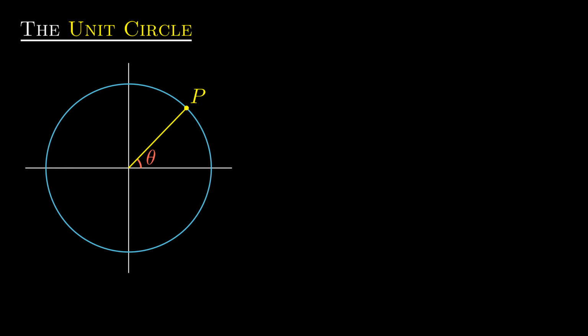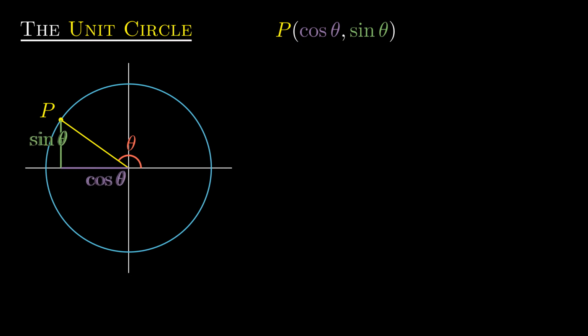Consider on the coordinate plane a unit circle of radius 1 centered about the origin. Now place a point P anywhere along the circle. Now construct a radius to point P, and that radius must make some angle theta with the positive x-axis. On the unit circle, trig functions are defined as the following. The x-coordinate of point P is cosine of theta, and the y-coordinate of P is sine of theta.